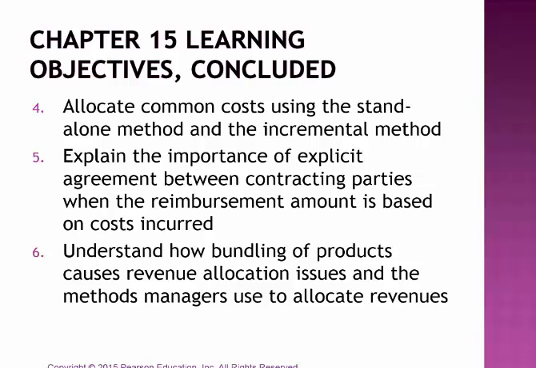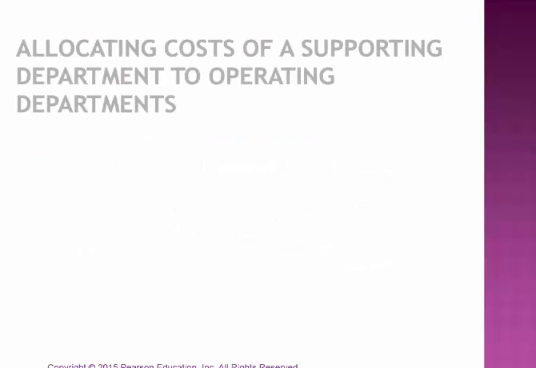Number 6, we're going to understand how bundling of products causes revenue allocation issues and the methods that managers can use to allocate those revenues. Alright, so chapter 15, you guys do have lots of little calculations to learn how to do. Understand the wording, understand the formulas. It's not that bad. Just focus on the multiple different ways of doing things. I would highly recommend that you make flashcards or something.